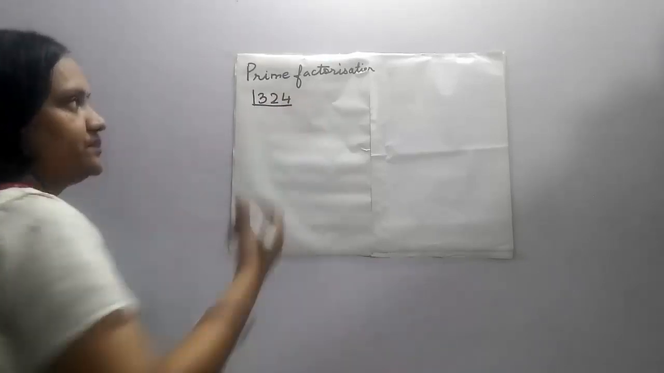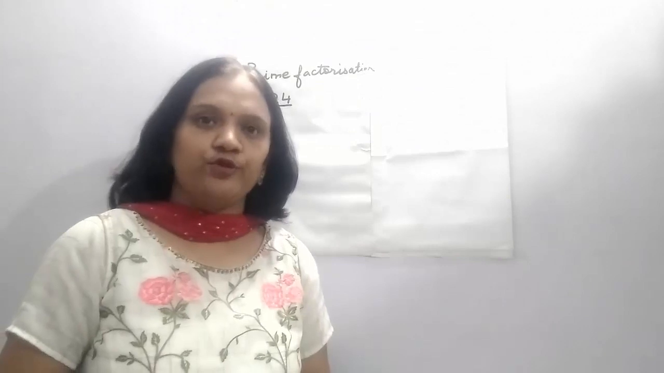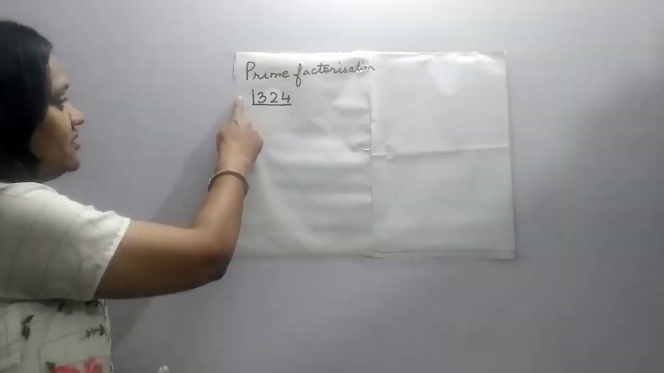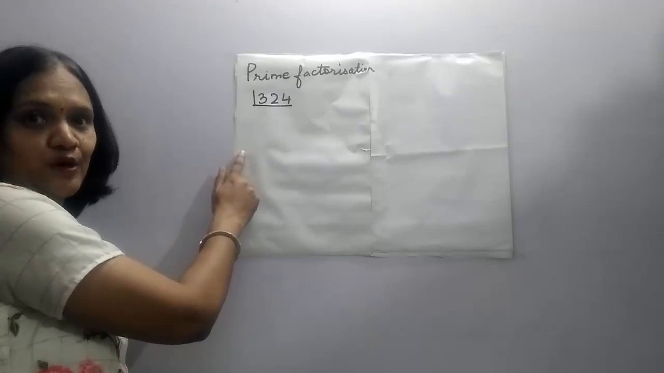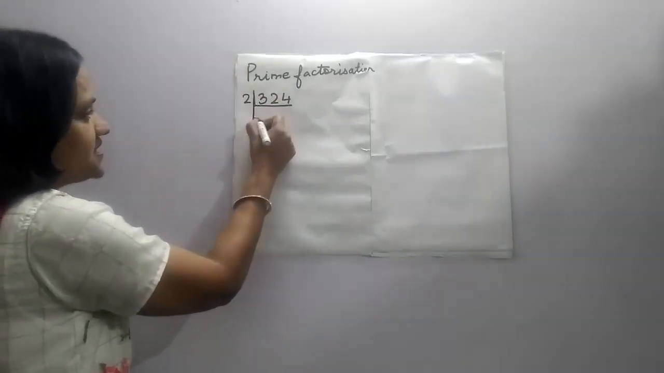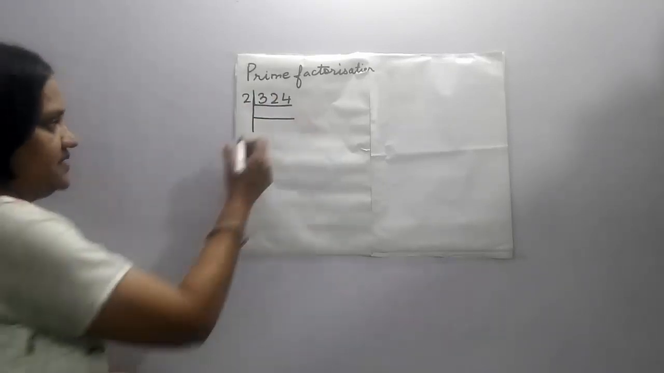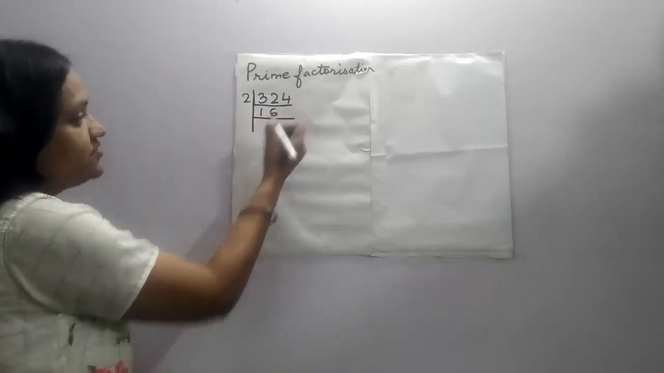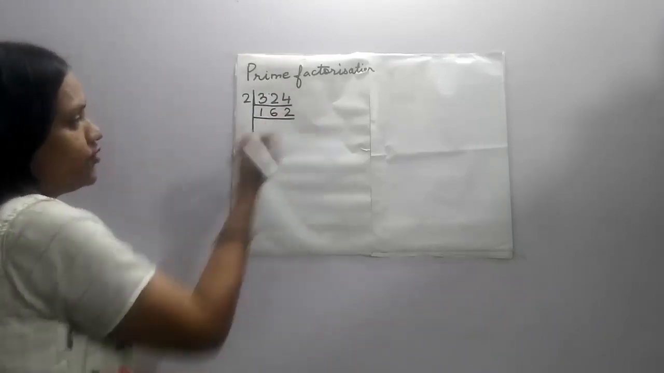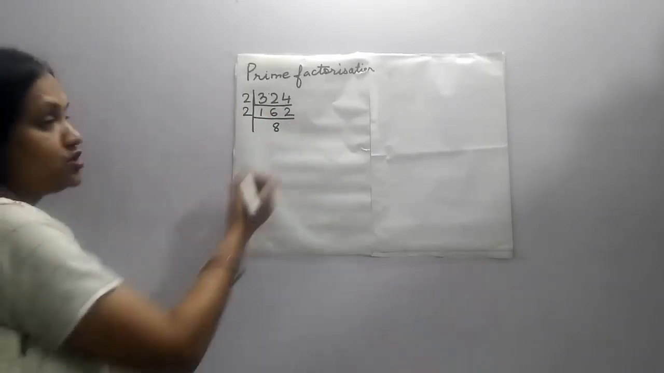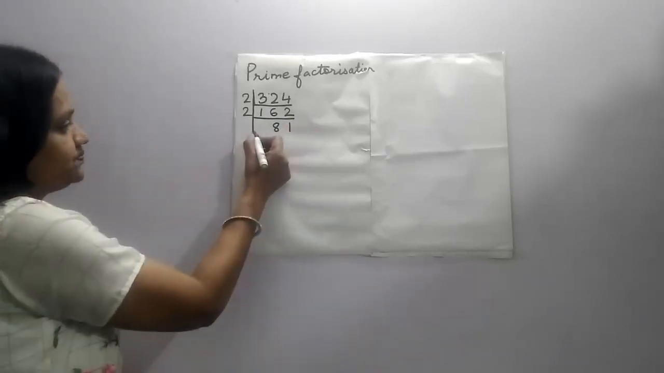If you have to find the square root of 324, you have already learned the prime factorization method, which you have been using since class 4. Here we'll be writing only prime numbers because we are using the prime factorization method. Let's start with 2 and keep on dividing by 2 until we can. 2 1s are 2, 2 6s are 12, 2 2s are 4. Again we can divide by 2. 2 8s are 16, 2 1s are 2.